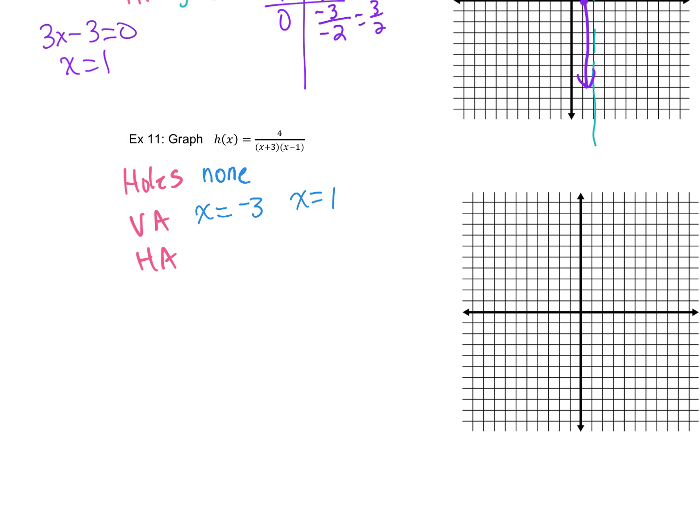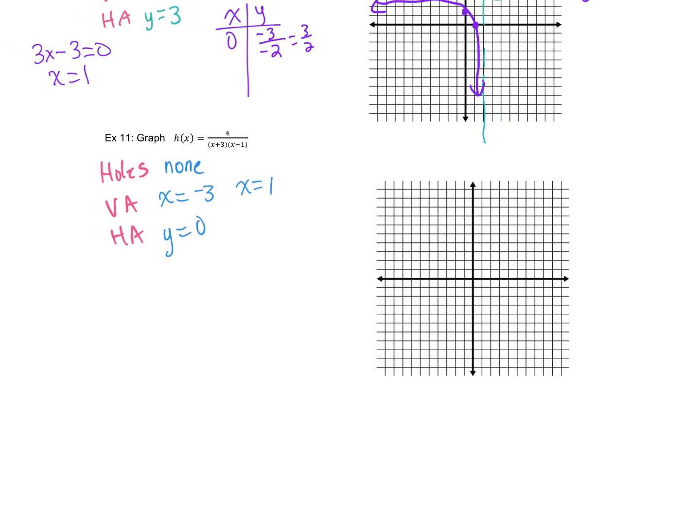And then what about horizontal asymptotes? Is that top heavy or the same or bottom heavy? Okay, it's bottom heavy because we've got x's in the denominator and we don't have any x's in the numerator. So that means we've got a horizontal asymptote at y is equal to 0. Awesome. That gives us our framework. Questions on any of that?